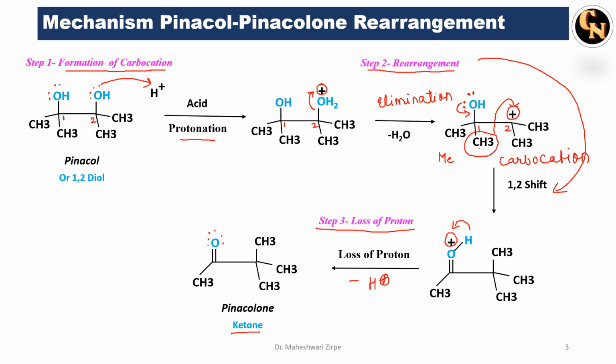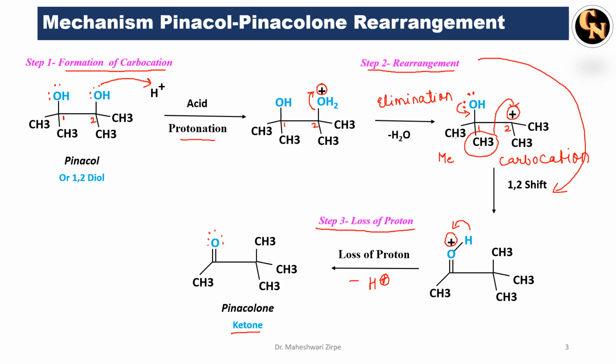So in three steps the reaction mechanism goes. First step, formation of carbocation by protonation of one of the OH groups, then elimination of a water molecule, then shifting takes place, that is rearrangement, a 1,2 shift, and the last step is removal or loss of proton to give pinacolone, which is also a ketone. If you see here, there is an R group and there is an R group here, and in between C double bond O, a carbonyl group, so it is a keto group. And this way the Pinacol-Pinacolone rearrangement takes place.